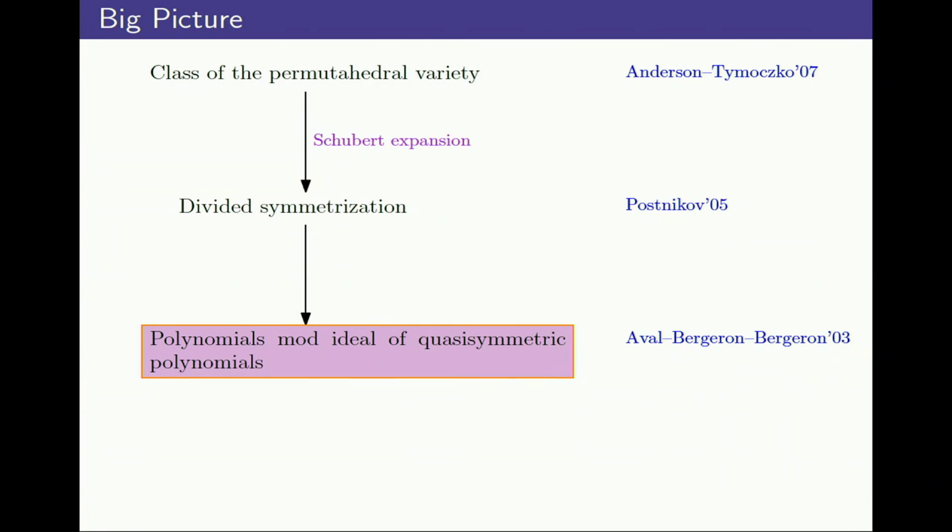Thanks to work of several fantastic mathematicians, we can turn this into algebra. The first level that I'll go down is to travel back in time to realize that this is a question you could have phrased in the language of Postnikov's work on volumes of permutahedra, with this operation called divided symmetrization. And then we'll go further back in time, 2 years further. It turns out you can cast that operation as a computation in the polynomial ring modulo the ideal of quasisymmetric polynomials.